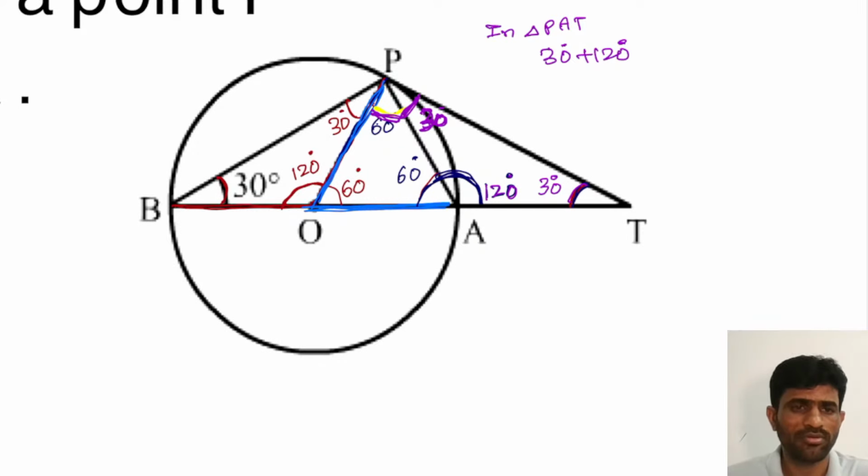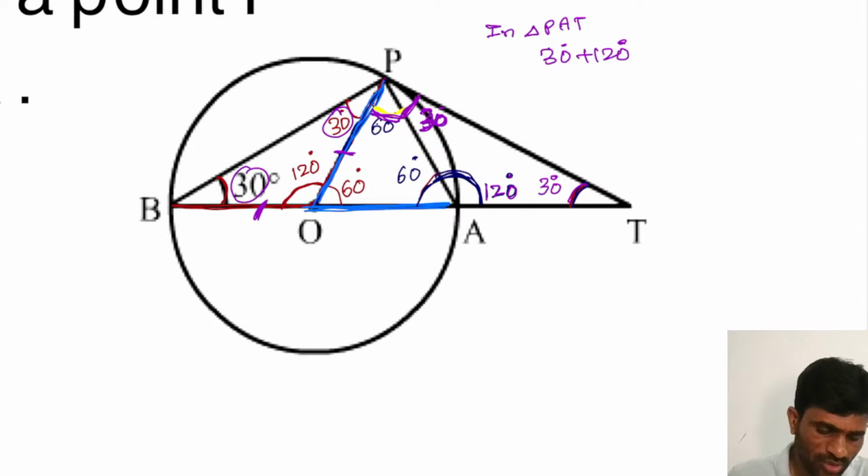Okay, anyway, hope you understood this. So first we took these two equal. That's why these two are 30, 30. So this is 120. Because it is 120, here the angle is 60 degrees. This is 60 degrees again. These two are equal, so these two are 60.